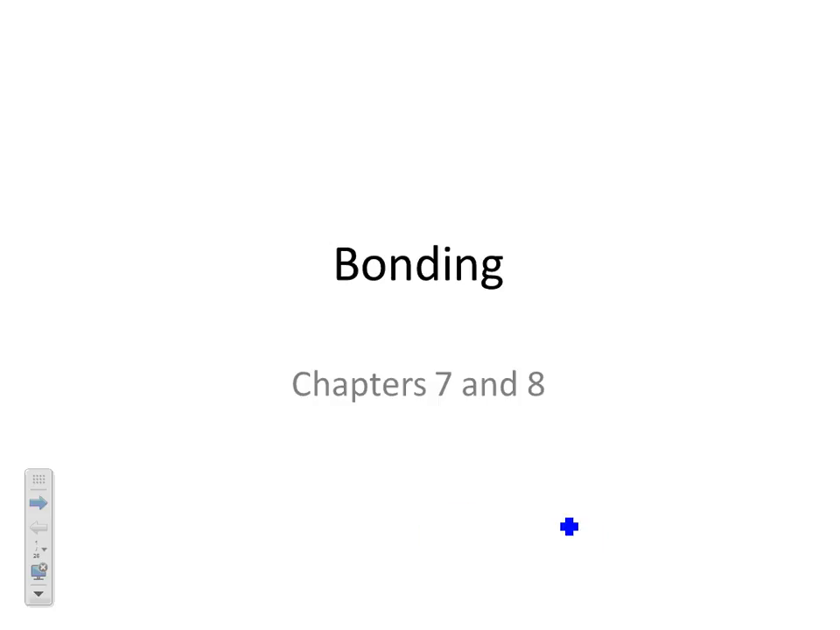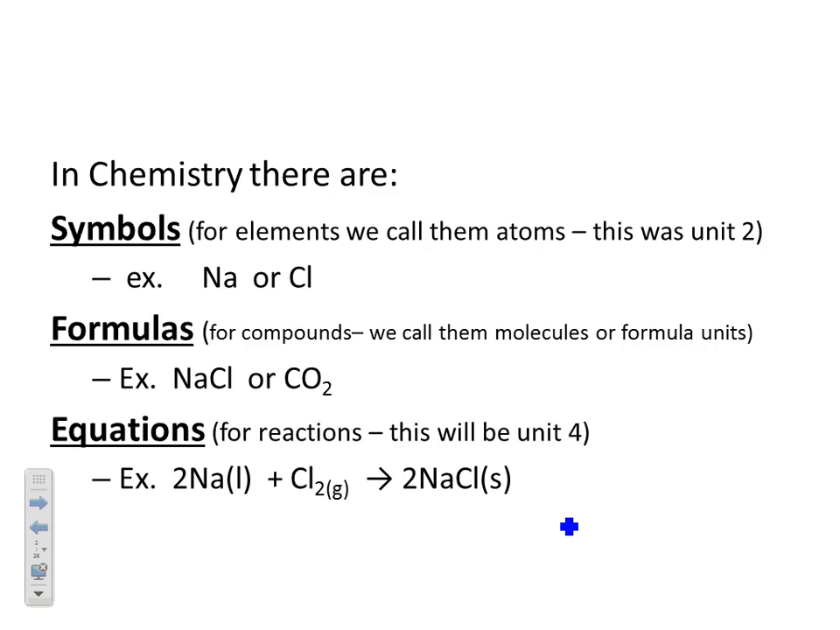This is a short video segment on chemical bonding and how we represent bonds in the chemistry classroom. This corresponds with chapters 7 and 8 in your textbook. Now, one of the things that's important to remember is that in chemistry, words mean something very specific. We have to be careful when we use words.